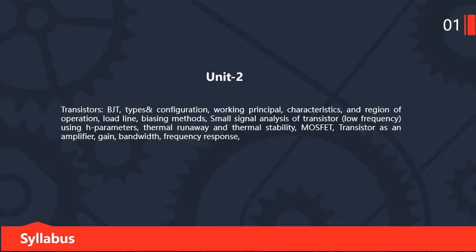After this, load line, biasing method, small signal analysis of the transistor using H parameter, thermal runaway and thermal stability, MOSFET, transistor as an amplifier, gain, bandwidth, frequency response. So one by one we covered all this topic and complete unit 2. Today's lecture we covered transistor, BJT, classification, configuration, working principle, characteristics and the reason of operation.